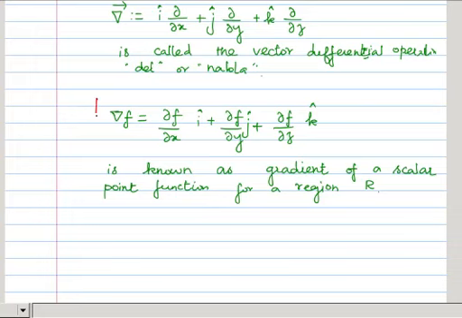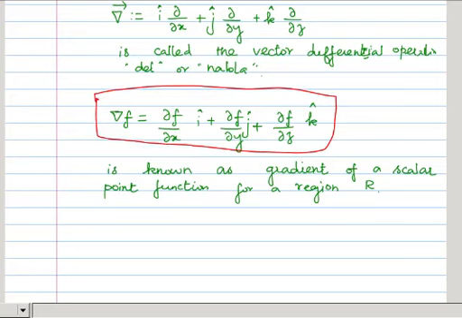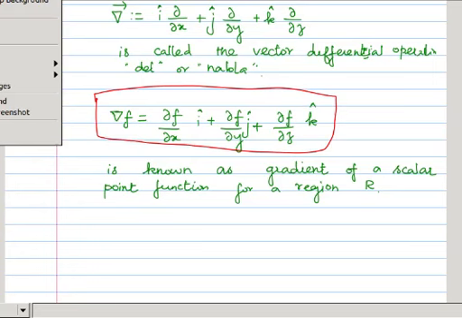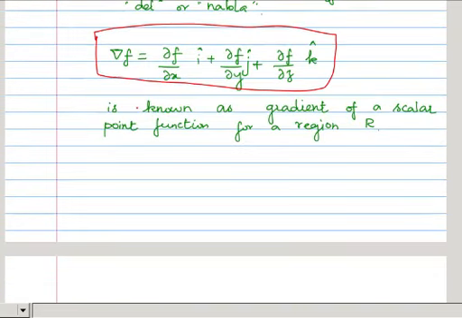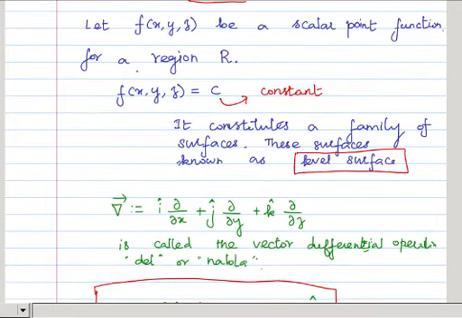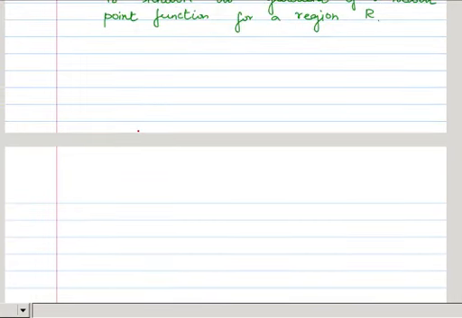So the gradient is the partial derivative with respect to x times i cap plus the partial derivative with respect to y times j cap plus the partial derivative with respect to z times k cap. What is the geometrical meaning? We know that f of x comma y comma z equal to c is a level surface, so I will take an arbitrary curve.